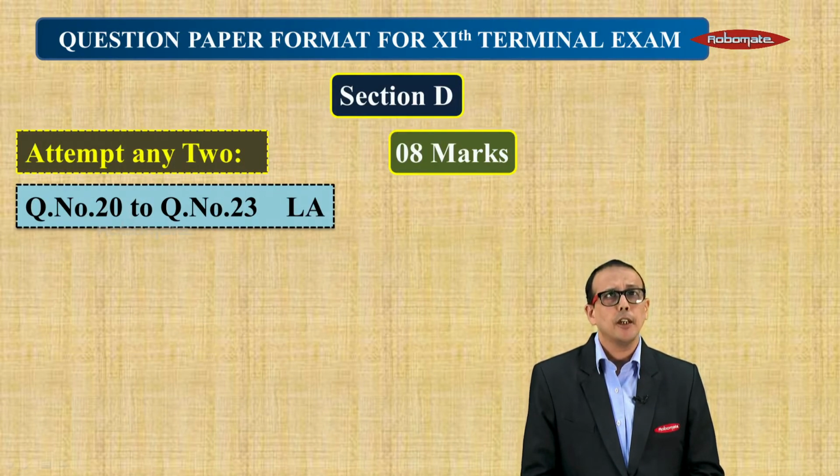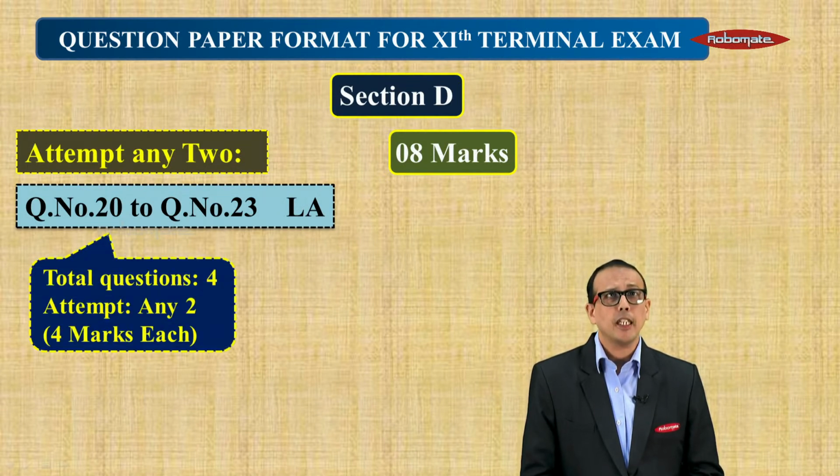Well, the last section is section D. As you can see, here it is attempt any 2, and section D is of 8 marks. In this section, you will get question numbers from 20 till 23. So the total questions are 4, but you have to attempt any 2 questions and each question carries 4 marks. So only 2 questions you have to attempt out of 4, and 4 marks for each, and hence the total weightage is 8 marks. Here you can expect long answer type, descriptive questions. So, section D is basically long answer type questions.